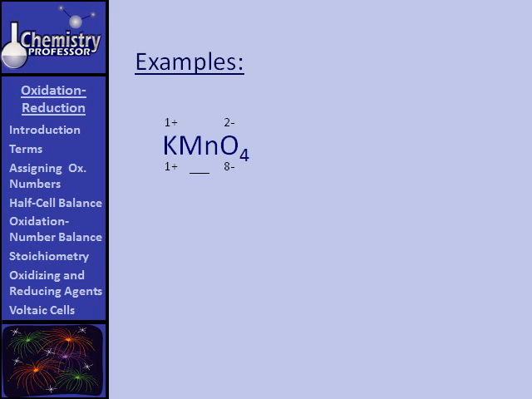Now, manganese has to be something to make this whole thing equal 0. What does manganese have to be? Well, manganese has to be a total of +7. How many manganese are there? There's only 1. So it is a +7. And that is within the oxidation state range that we talked about for manganese back earlier when we were talking about ranges of oxidation states.